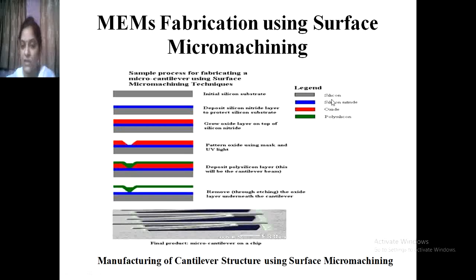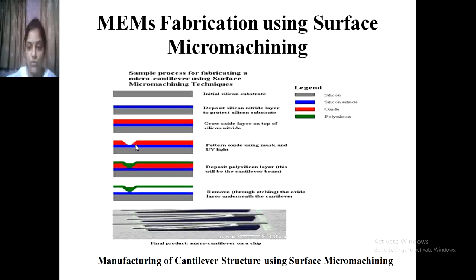So this gray color shows the silicon, blue color shows the silicon nitride, red is the oxide, and green is the polysilicon. At the initial level, a silicon substrate is taken. Then over that, silicon nitride layers are deposited to protect the silicon substrate. Then an oxide layer is grown on top of the silicon. Then the oxide is patterned using a mask and UV light.